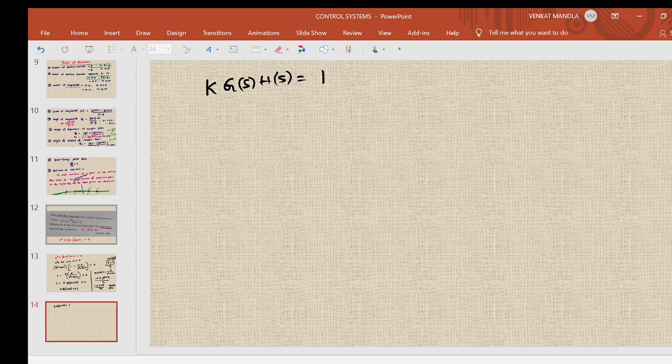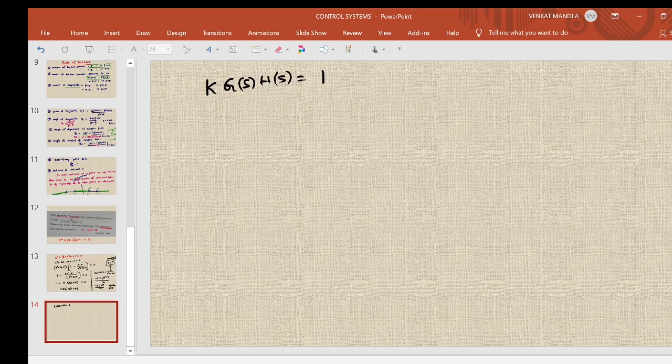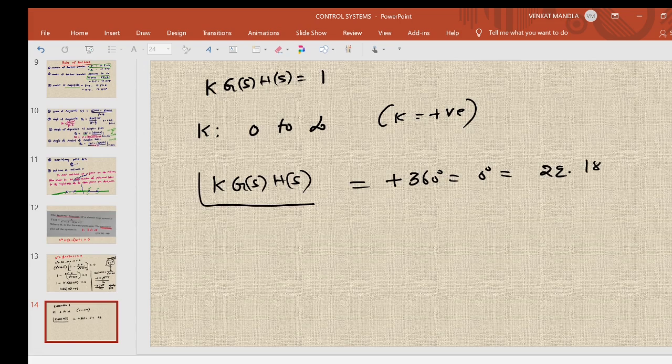But what is the question? We have to draw the root locus plot of the system. So what is the root locus? The definition is, root locus is k varied from 0 to infinity. That is, here k is positive. If k is positive, what do you get as the angle criterion? The angle criterion will be plus or minus 360 degrees, or 0 degrees, or even multiples of 180 degrees. So in the case of even multiples of 180 degrees, the rules are going to be changed. So I will plot this in the next lecture.